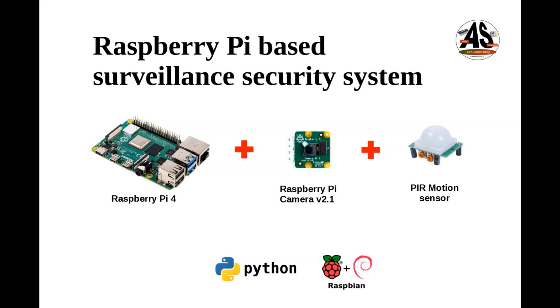Today I'm going to show you a new project that I did over the past weekend. I made a surveillance security system using Raspberry Pi and Python. A surveillance security system is very essential nowadays to secure our house or workplace, especially when we are not at home or away from the workplace.